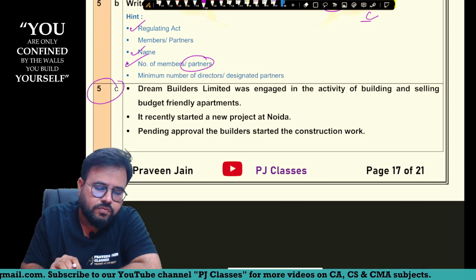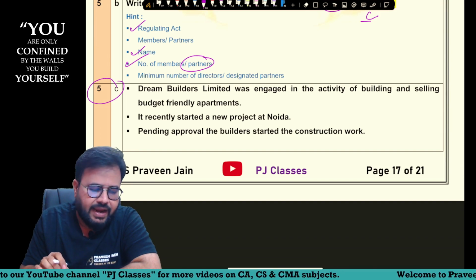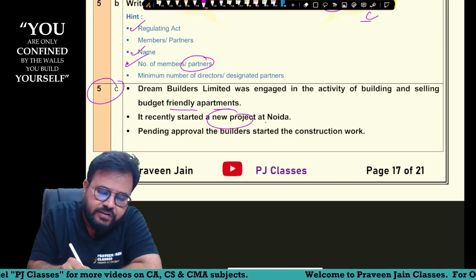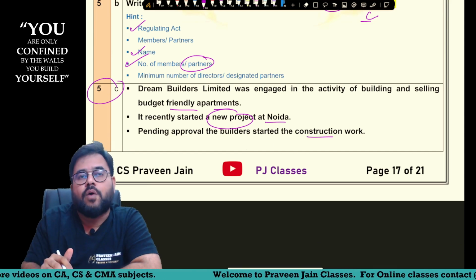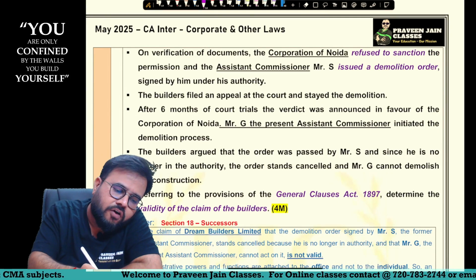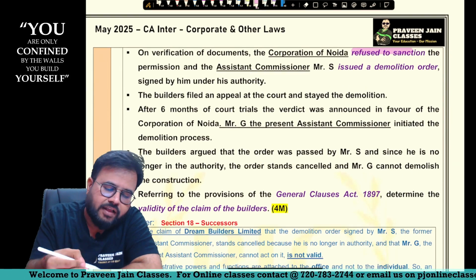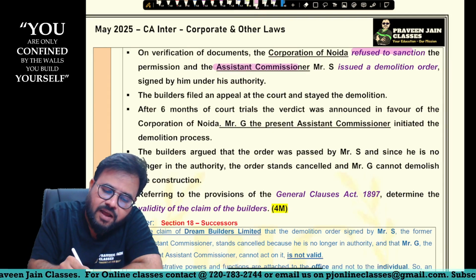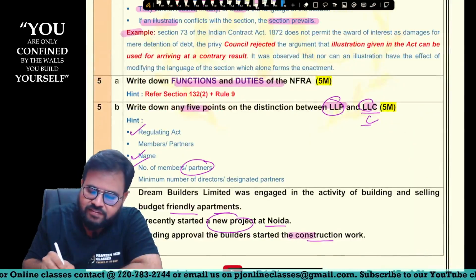5C. Dream Builders Limited was engaged in the activity of building and selling budget-friendly apartments. It recently started a new project at Noida. Pending approvals, the builders started the construction work. Wow. Approval is not yet received, and they started doing the construction also. On verification of the documents, the Corporation of Noida refused to sanction. Sanction is nothing but approving the permission. And the assistant commissioner Mr. S issued a demolition order, because without permission they started doing the construction.